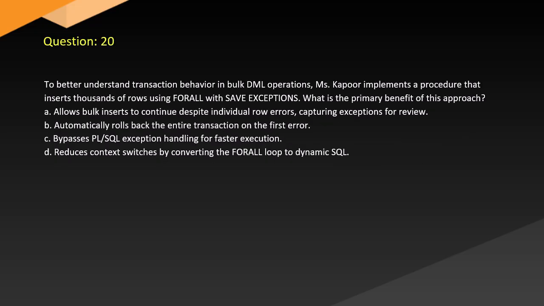Question 20. To better understand transaction behavior in bulk DML operations, Kapoor implements a procedure that inserts thousands of rows using FORALL with SAVE EXCEPTIONS. What is the primary benefit of this approach? A. Allows bulk inserts to continue despite individual row errors, capturing exceptions for review. B. Automatically rolls back the entire transaction on the first error. C. Bypass PL/SQL exception handling for faster execution. D. Reduces context switches by converting the FORALL loop to dynamic SQL.